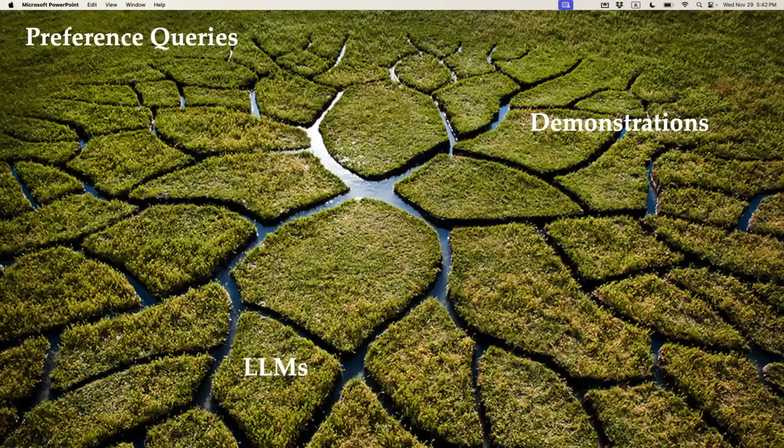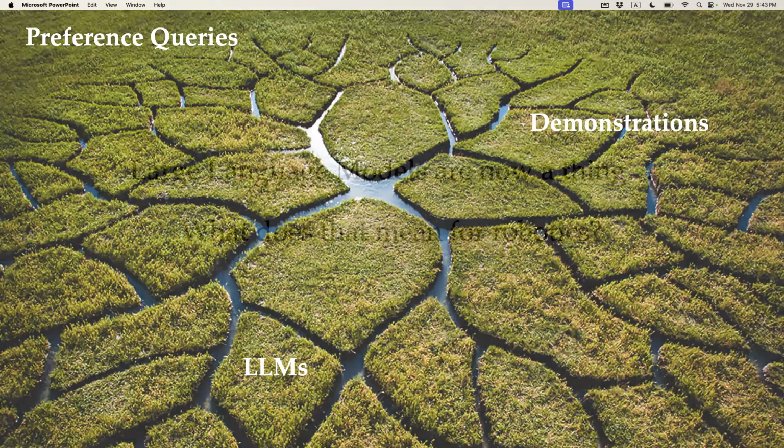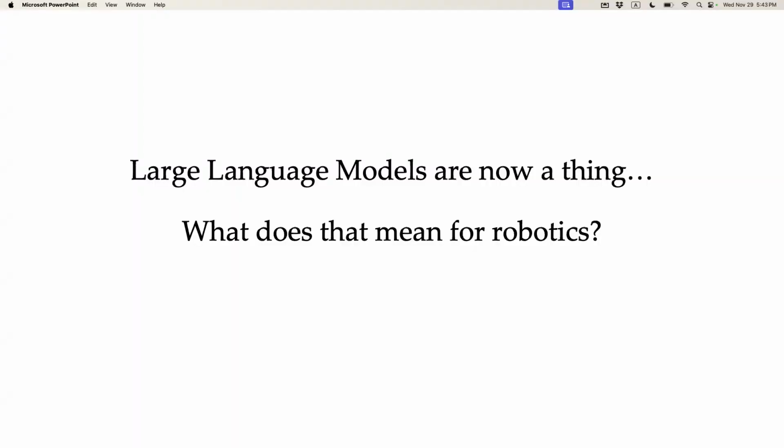So we talked about preferences. We can tap into demonstrations. But I think another interesting source of data that we started seeing a little bit in this last section is the fact that we can tap into large pre-trained models. We can tap into LLMs, and that tends to be a useful source of information about what it is that people want. And if you look at the past couple of years, I think we're all realizing that large language models are a thing now.